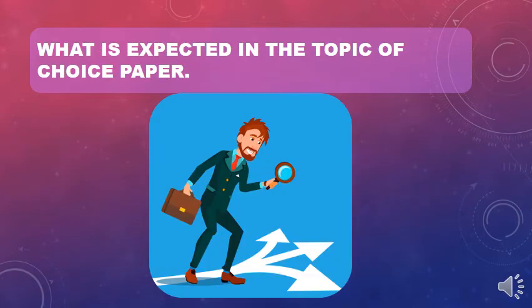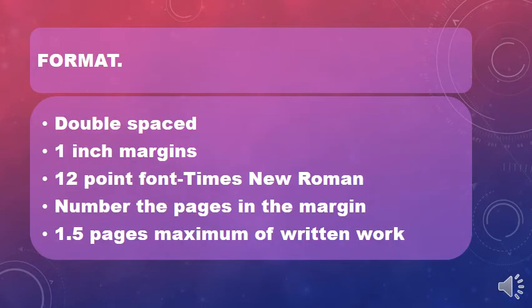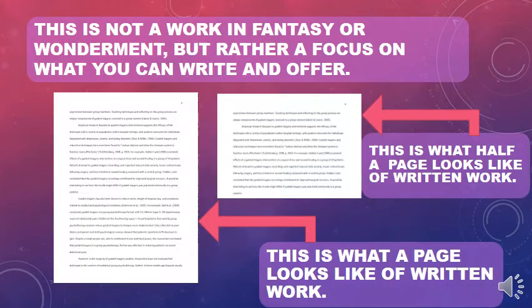So what is expected in the topic of choice paper? Here is the format. It has to be double spaced, 1-inch margins all the way around, 12-point font, Times New Roman. Number the pages in the margin, upper right hand corner. Page and a half maximum of written work. So this is not a work in fantasy or wonderment, but rather a focus on what you can write and offer. If you look to the left, that's a whole page, all the way to the bottom, all the way to the top. And then you look over to the right, that's half a page.